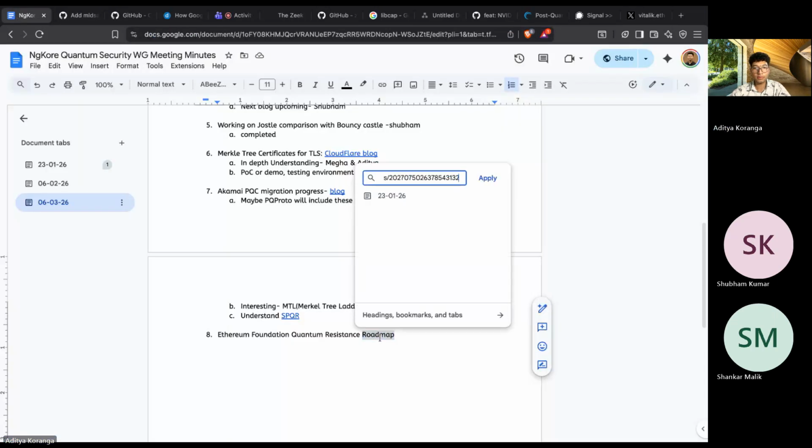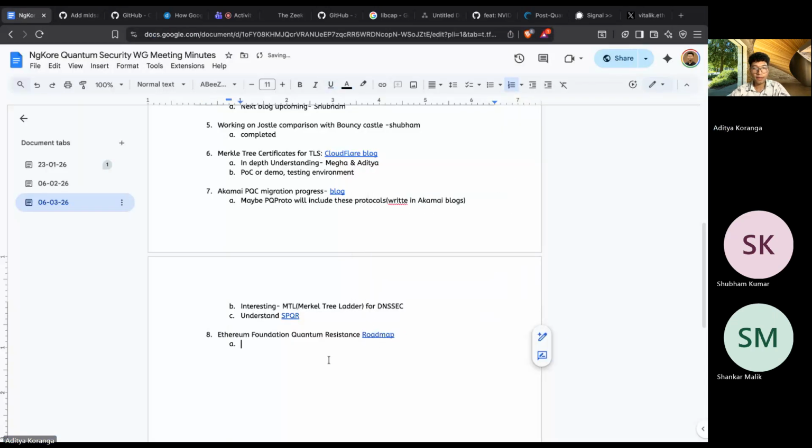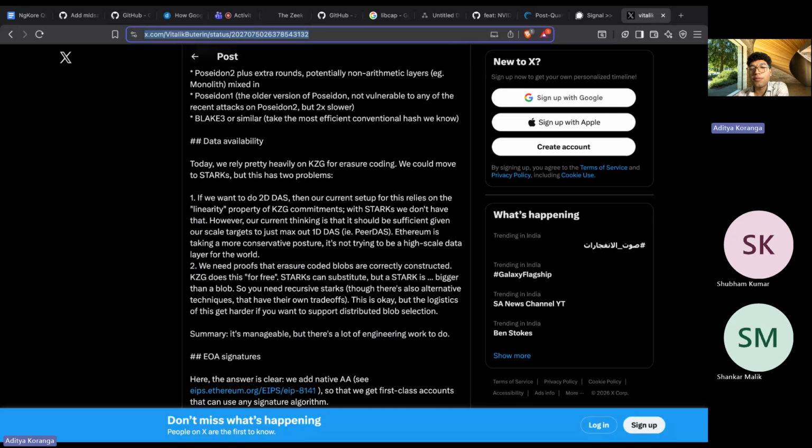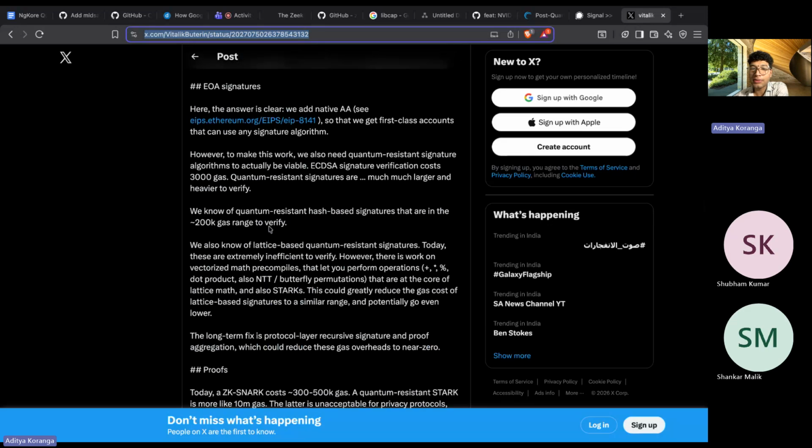And mostly they are going to adopt hashes. Poseidon 2, 3, mostly. Yeah, mostly there are hashes, and in some cases they are saying, okay, we will use signatures.